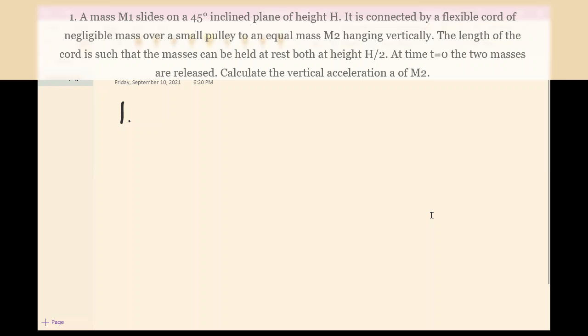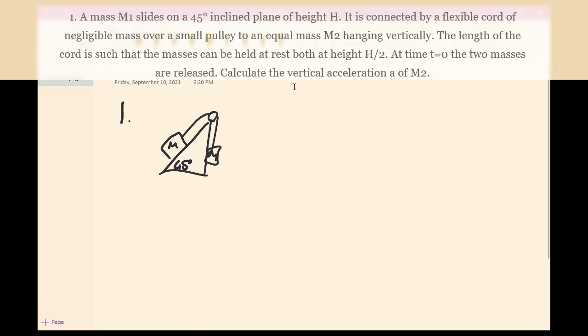So here are the solutions to the physics problems. The first one, we have these two masses here. Both of them are M, and they go over a pulley and hang like this. This angle is 45 degrees, and we want to find the acceleration after it's released.